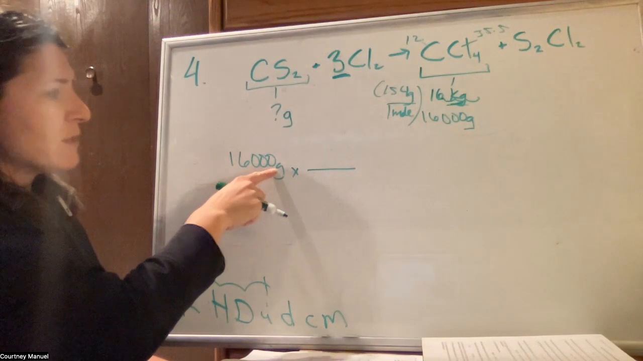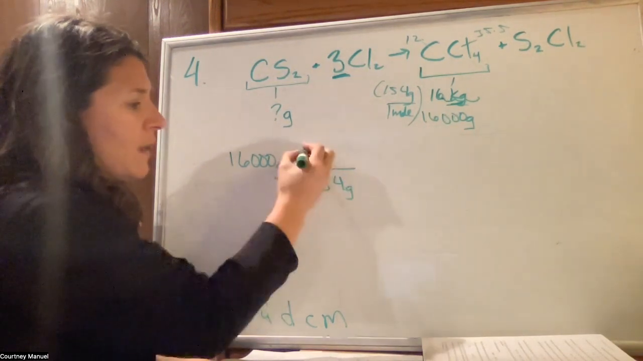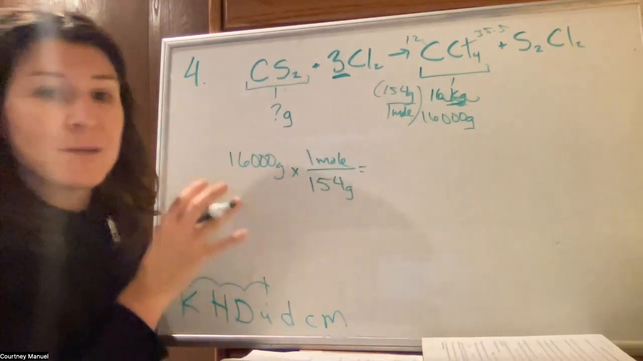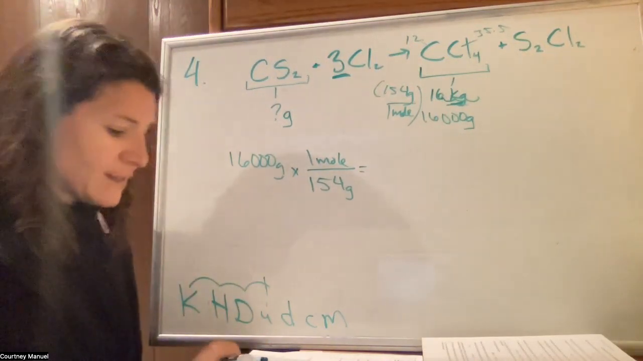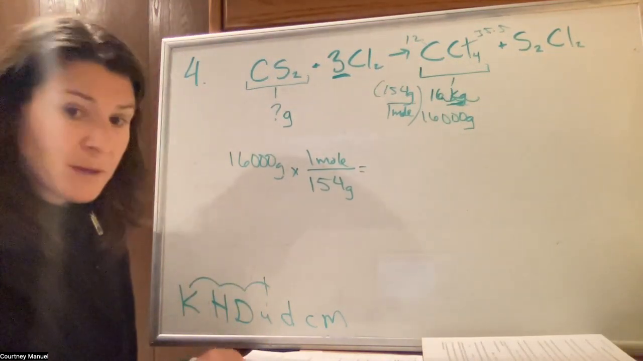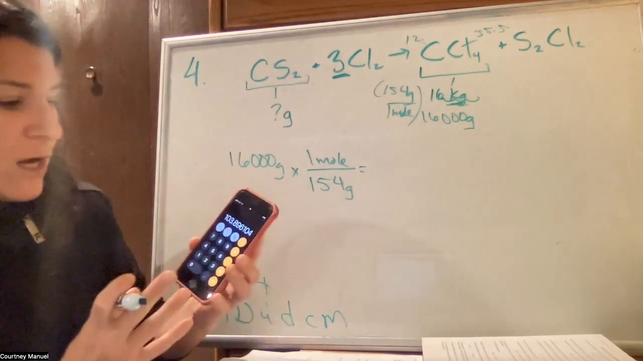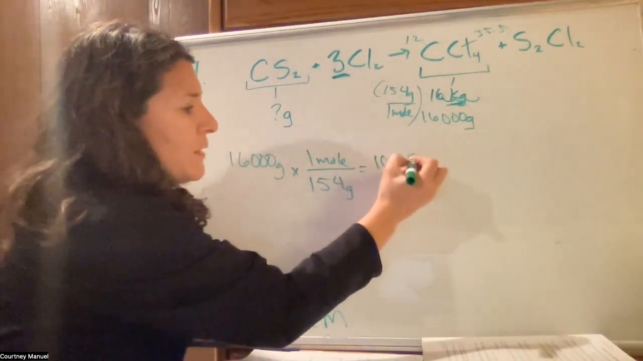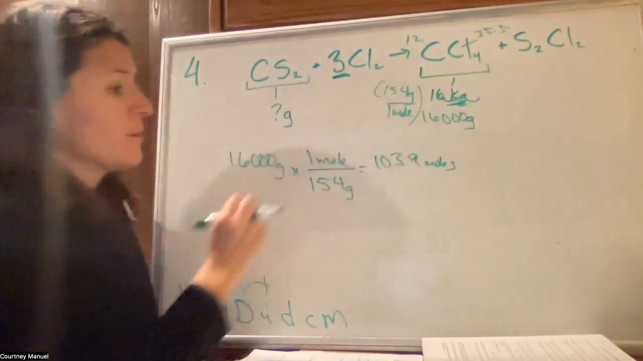This one we have grams on top, so we're going to need to put our grams on the bottom, and that's our 1 mole on top. This gives us how many moles of carbon tetrachloride we have. So we can do that number. That's not how I've been doing it for you thus far, but we can mix it up, right? We can learn a few different ways. And that gives us 103.9 moles of carbon tetrachloride.